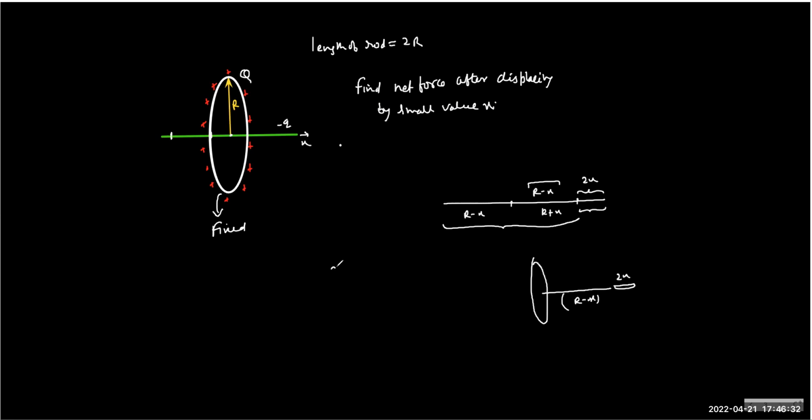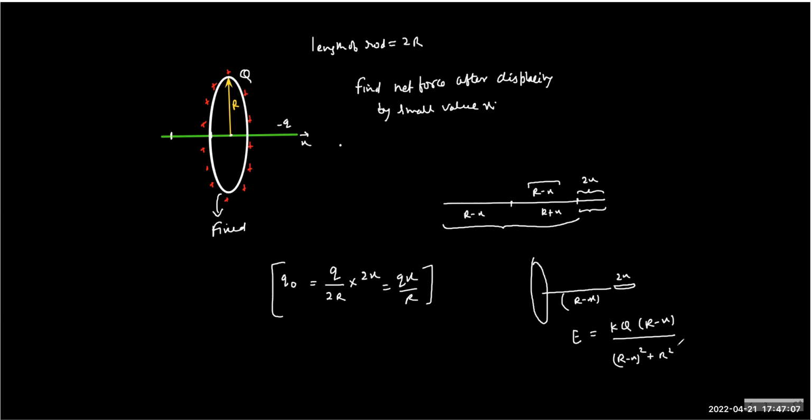So the charge q is spread over 2r. So charge on the length 2x will be, let's call it, and this turns out to be qx by r. Okay. Yes, sir. And then when it comes to force, we can find the electric field at a location r minus x is kq(r minus x) upon (x square plus r square) power 3 by 2, right? This is the formula. Yes, sir. And force will be equal to, because it's a negative charge, we can write it as minus q naught into E, right? This is the force. Yes, sir.